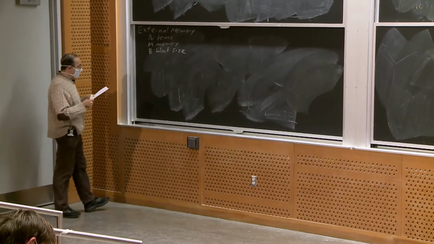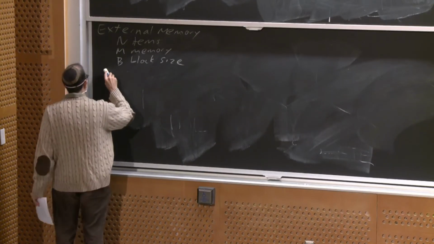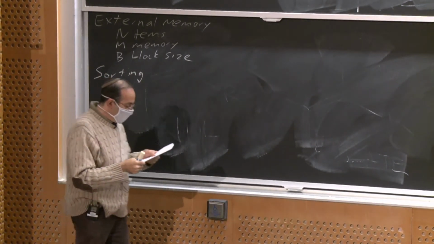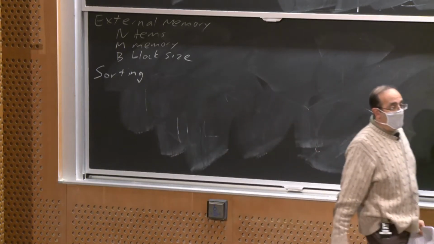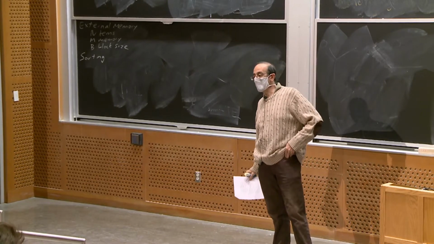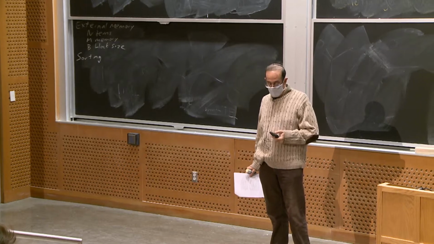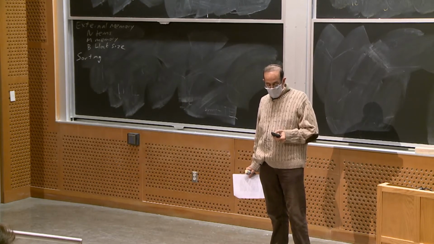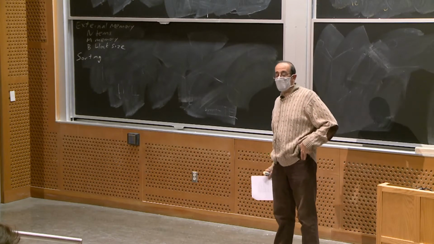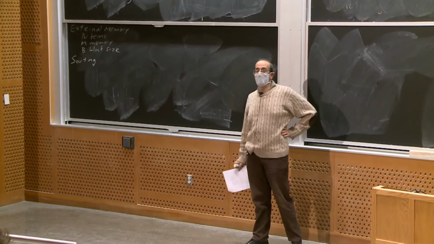Today, we're going to talk about sorting. So how might we sort using external memory? Well, one obvious thing to do is to take one of our standard sorting algorithms and use it in external memory. But what's going to happen if we do that? What kind of runtimes might we expect if we took one of our favorite sorting algorithms, like, say, quicksort, and just ran it in the obvious way?